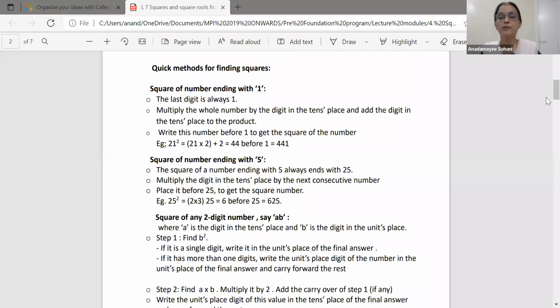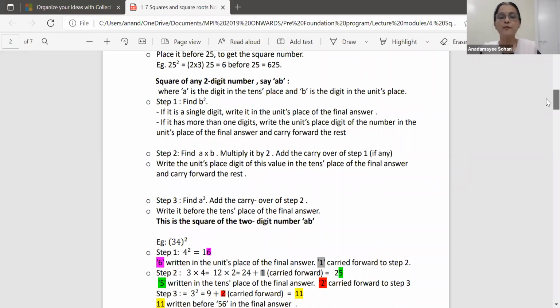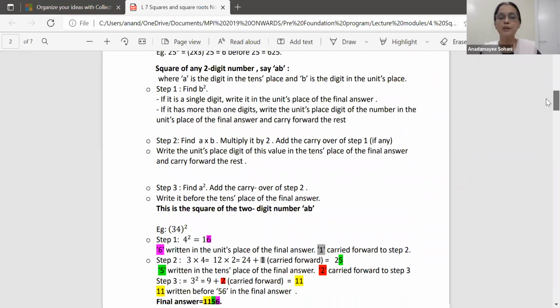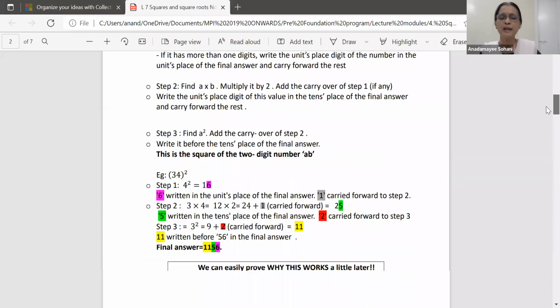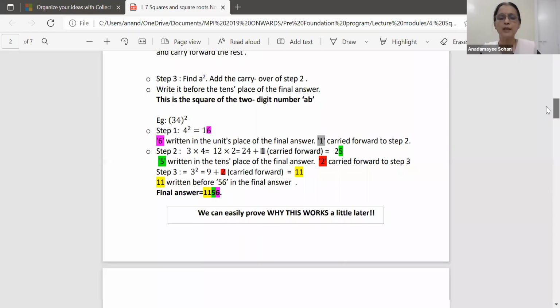We will do it with the help of an example. I have given the explanation over here. You can read this later on because the explanation is a little clumsy, but actually it is very easy. So let us see any 2-digit number, 34. I want to find the square of 34.